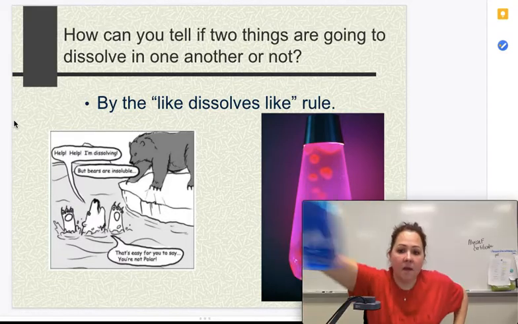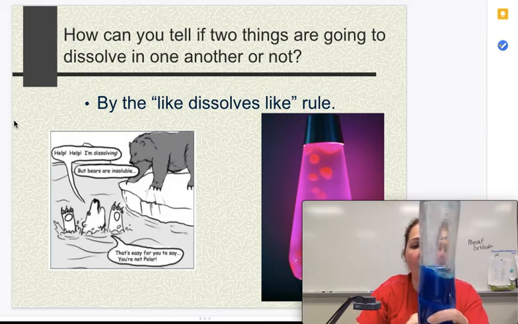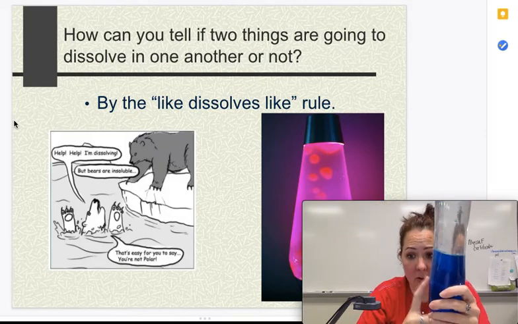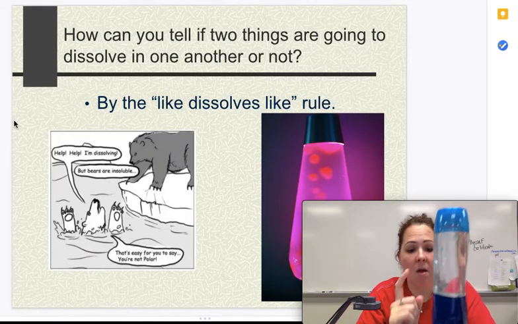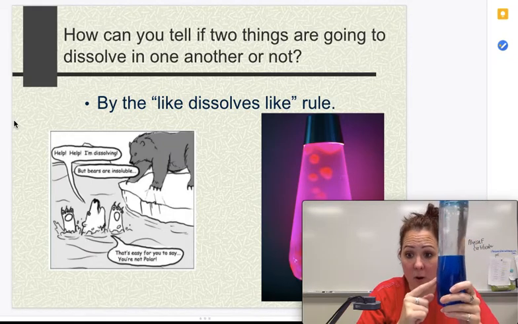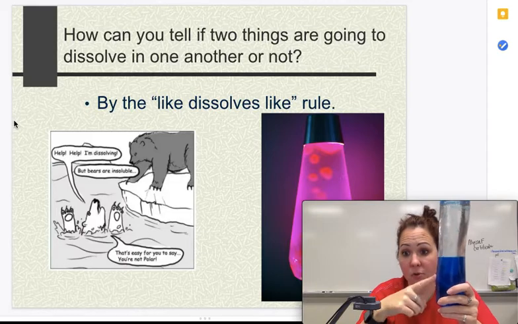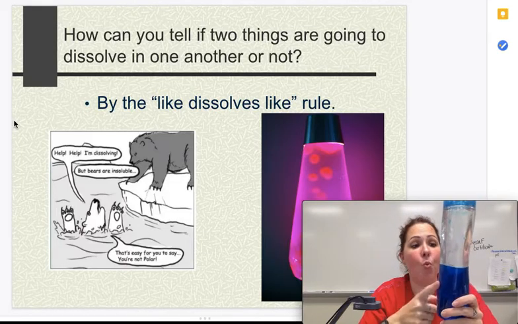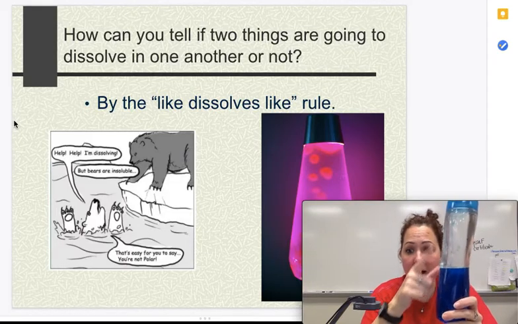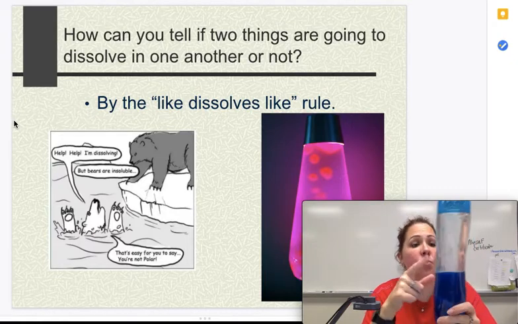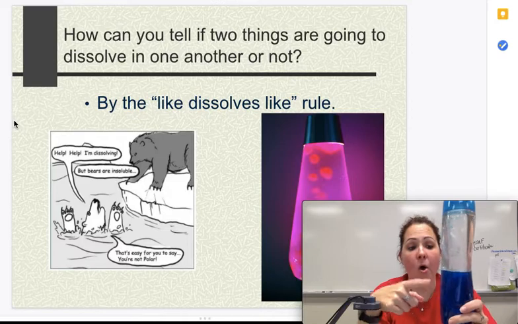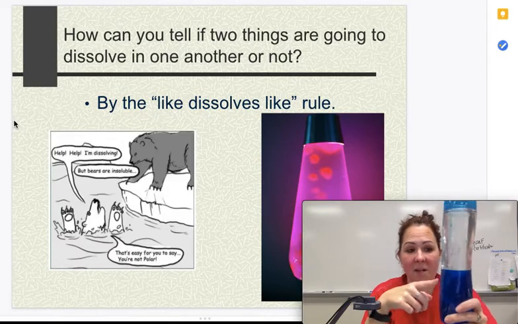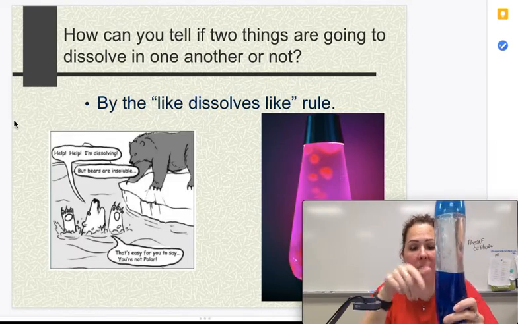So I've got a bottle here. I have blue food coloring in water, and I have baby oil. The blue food coloring dissolves into water because it has the same polarity. So those two are mixed together. But the water and the baby oil do not mix together. The reason they don't mix together is because they have different polarities. Water's polar, we know that. That means that your oil is nonpolar, they don't mix.